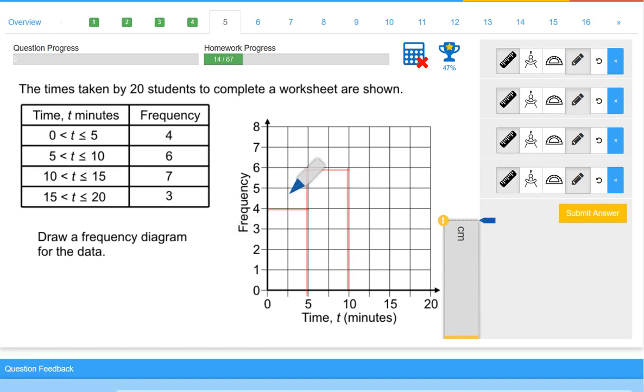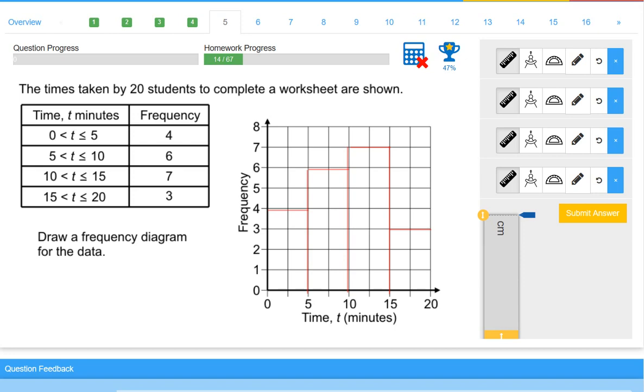You may notice that I'm not quite on the grid line, and MathsWatch may make a fuss about that. Then from 10 to 15, it's going to go up to 7. I'm going to have a rectangle here up to 7. And from 15 to 20, it's going to go up to 3. And it's going to look like that. Let's just have a look at that then. So I appreciate it's a little bit hard to see that, but we have my rectangles there.